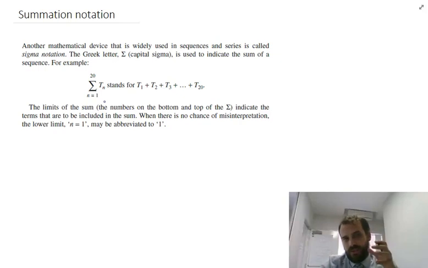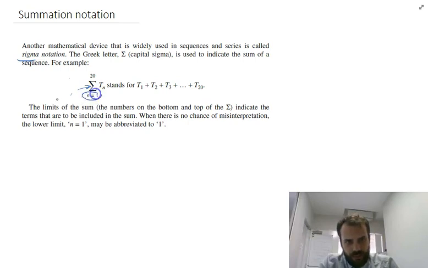So one last thing we need to talk about is summation notation, sometimes called sigma notation. It's called sigma because we use the Greek letter sigma to do it. Sometimes this is just called sigma, sometimes it's called the summation symbol. Now, let's step through this one step at a time.